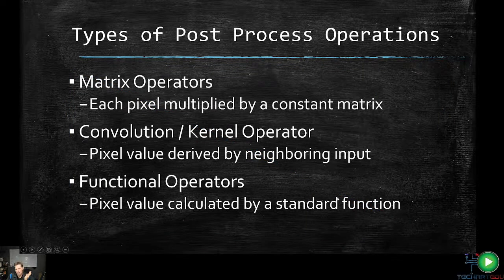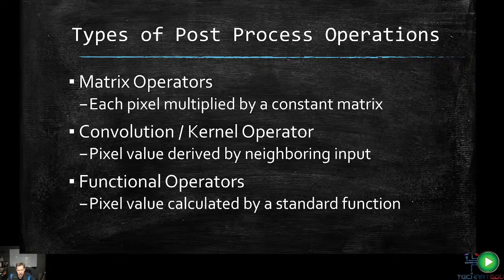Okay, so ultimately, this week, next week, and the week after, we're going to be going over 3 different types of visual effects post-processes. This week, we're going to be going over matrix operators. That means that we are going to take each pixel, and then multiply that pixel by a constant matrix.